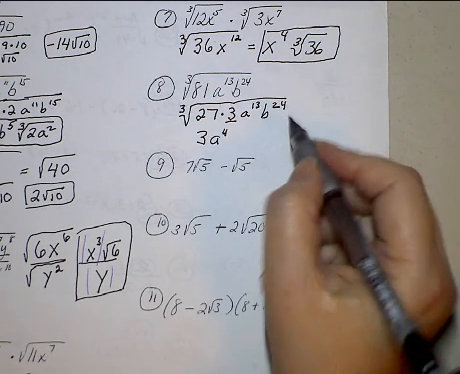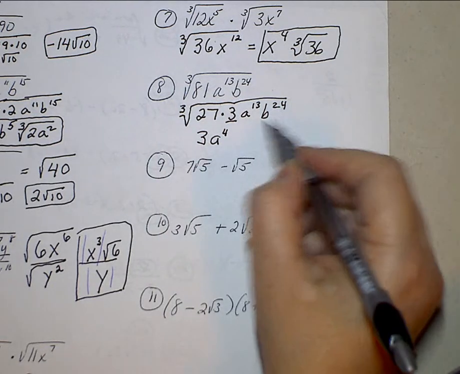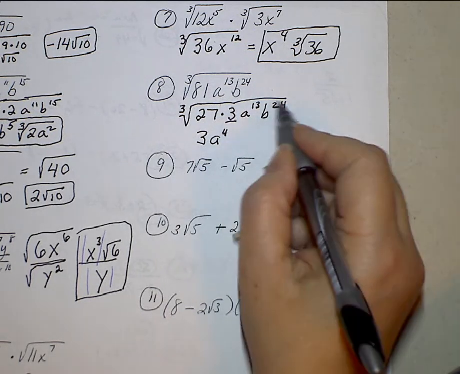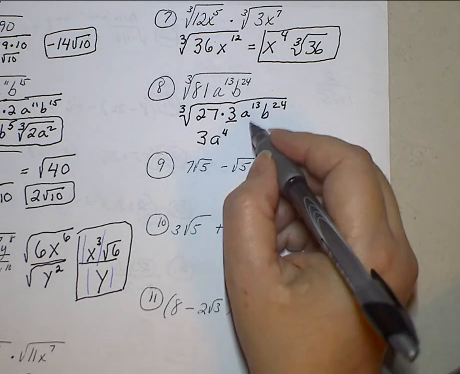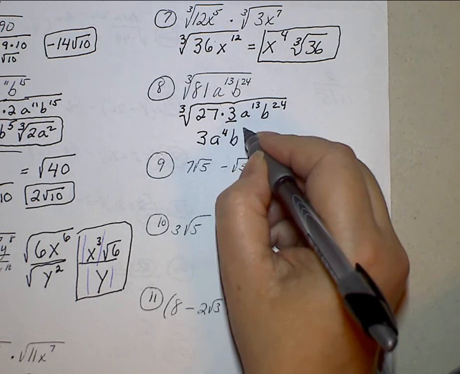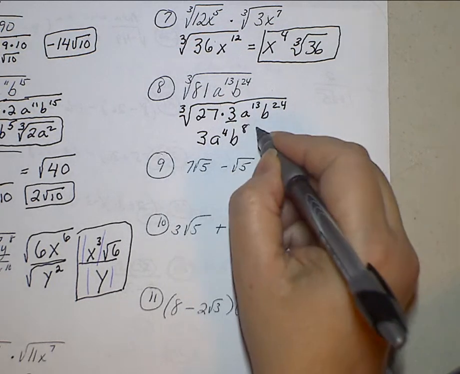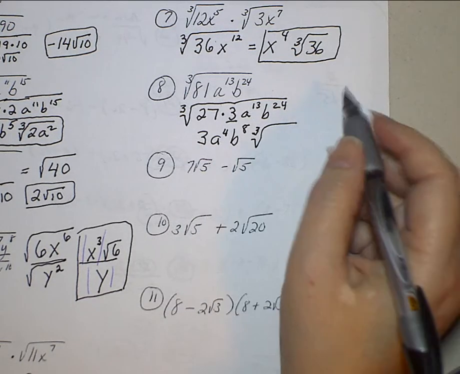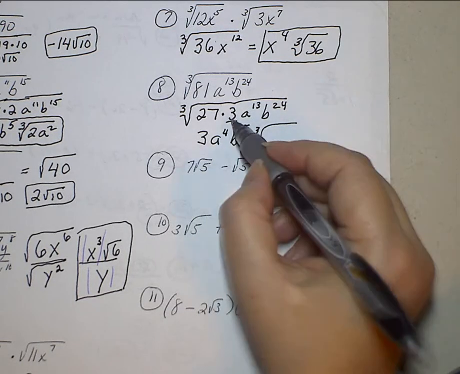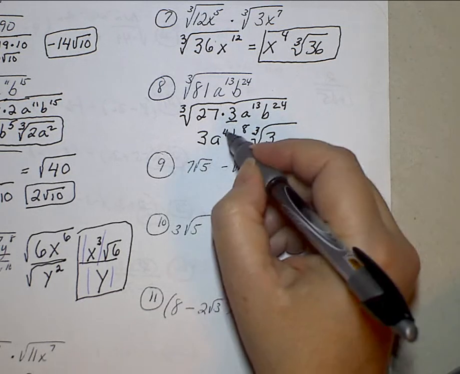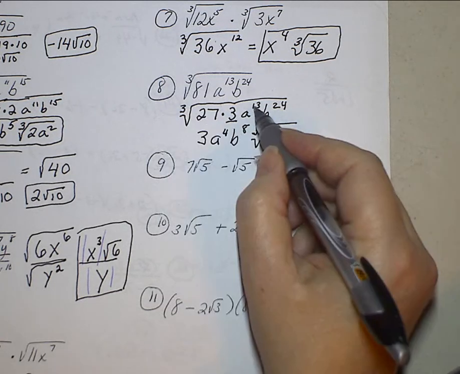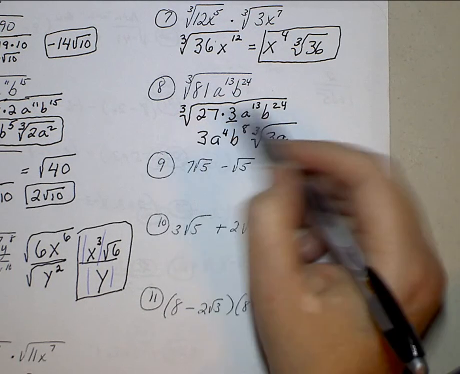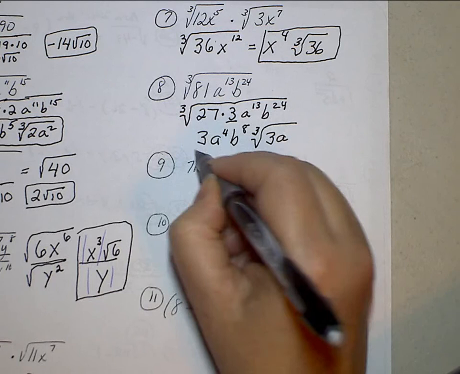We have 24 B's. How many groups of B's can leave? So you take 24 divided by 3. We get 8. Again, this is cube root, so we don't have to have absolute value signs. So this 3 stayed under. 12 A's left, so we have 1 A left. 8 times 3 is 24, so we do not have any more B's, so that's our answer.